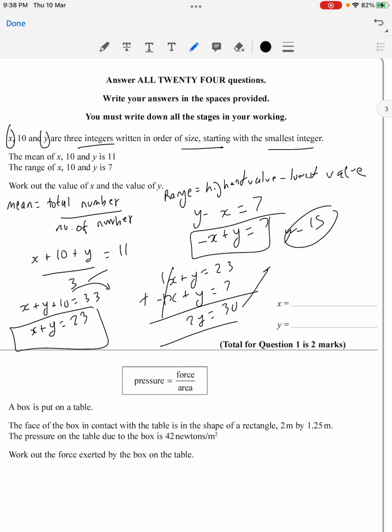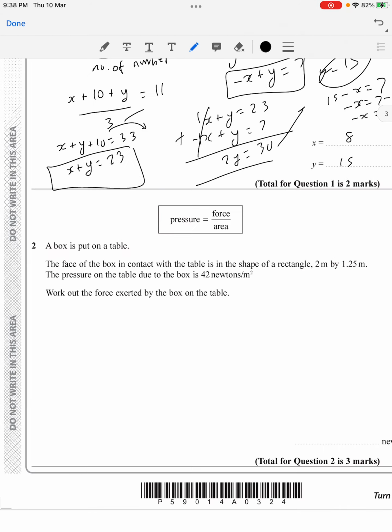So since y is 15, we can put it in either equation we have. So we have 15 minus x equals 7. We can put it in either this equation or this equation. It doesn't matter where you put it. So minus x is equal to 7 minus 15. 7 minus 15, that's minus 8. So the negatives cancel out. So we get x as 8, y as 15. Okay, got it? So next question.